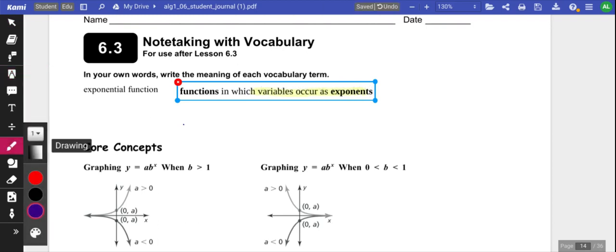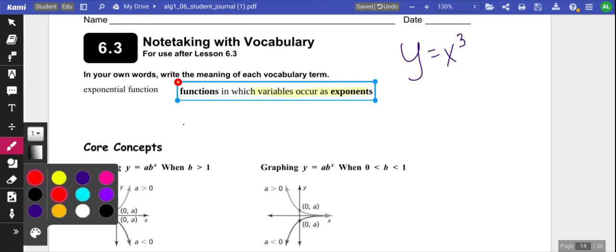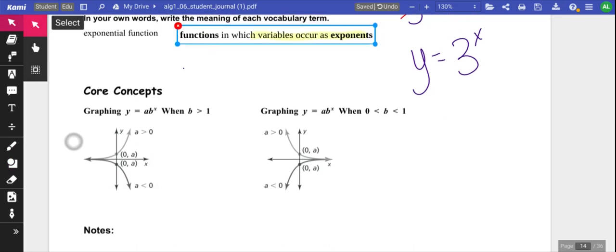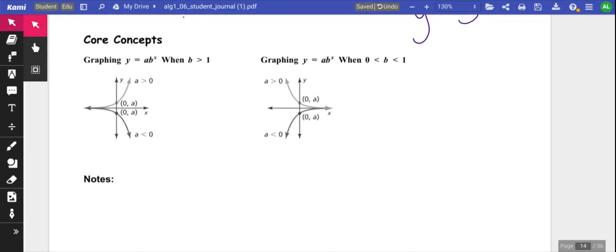So this is kind of a misconception. Sometimes people will think that y is equal to x to the third power would be an exponential function, but it's not. The exponent has to be a variable. So that's not an exponential function. It would have to look more like this: y is equal to 3 to the x power. The different values that you're plugging in are going to be your exponent, not the base. Right? So let's look at a couple examples of these graphs.